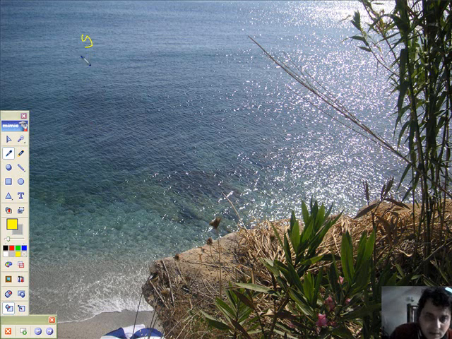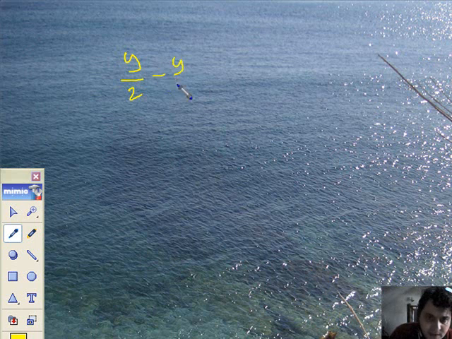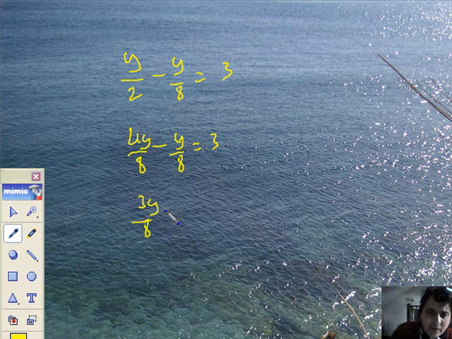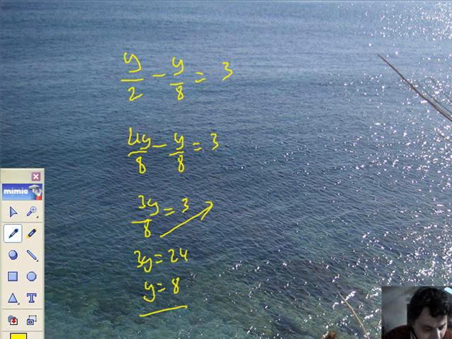Right then, not really hard. So y over 2 minus y over 8 equals 3. So half of y minus an eighth of a y is 3. Well, lowest common multiple, common denominator of 2 and 8 is of course 8. So I've got 4y over 8. Look, that makes a half. Minus y over 8 equals 3. What have we got? We've got 3 y's over 8 comes to 3. Take this over and multiply. 3y is 24, dividing by 3. 24 over 3, y is 8. Very, very nice.